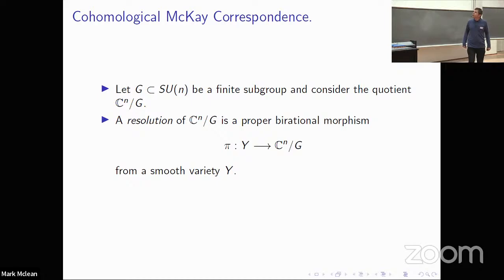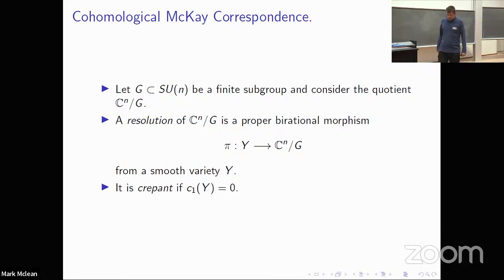Now I'm going to resolve. So this is a singular variety, and so I resolve the singularities. So I have a resolution. So this is some proper birational morphism from a smooth variety Y to my singular space C^n mod G. You could think of this like a proper continuous map from a complex manifold, which is sort of holomorphic, where it's smooth and isomorphic onto its image away from the singularities. So that's a resolution. I want to study what these resolutions are.